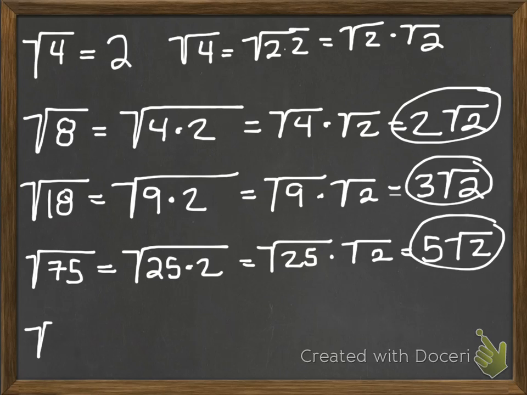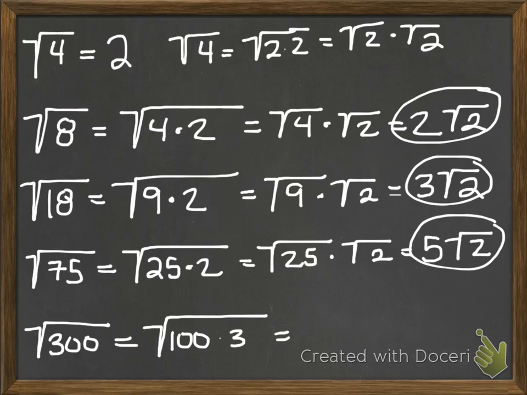Let's just do one more. Let's say we do the square root of 300. Remember, all you're doing is thinking to yourself, what is a perfect square that is a factor of 300? Well, we know 100 times 3 is 300. So the square root of 100 times the square root of 3 equals 10 times the square root of 3.